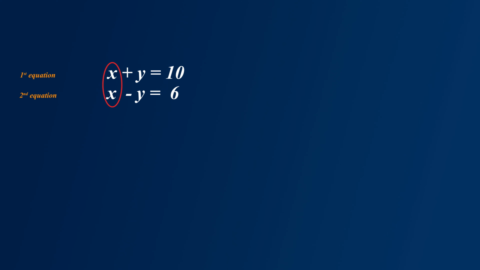Now see how the x's, the y's, the equal signs and the numbers are all lined up vertically in the same way as we add or subtract numbers. Well, actually, we can add or subtract whole equations. Here's how.